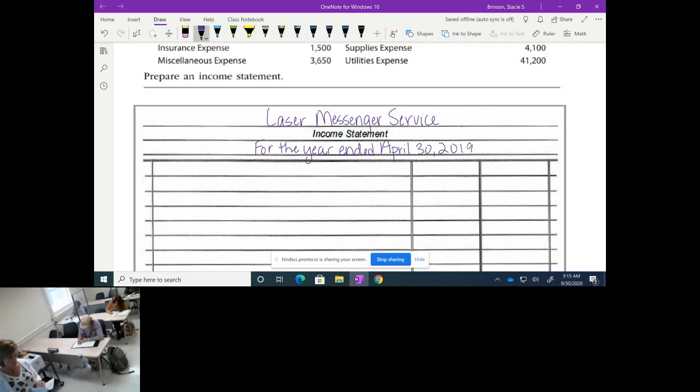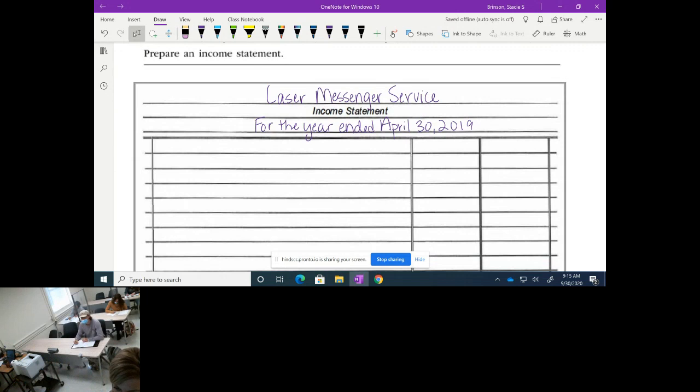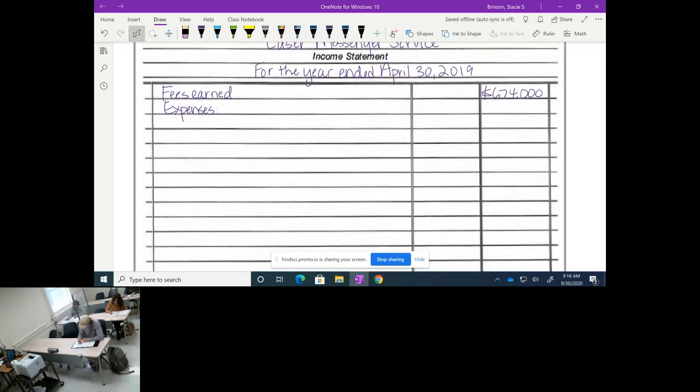Okay, so what revenue accounts do you see? Fees earned. Yeah, so we'll put that on here first, and it is $674,000. Next we're going to put the heading expenses. We're going to have some problems later on where you have more than one revenue account, and in those cases you list fees earned, you list rent revenue, and then you get total revenue, and then move to expenses. But since there's just one, you don't have to do that.